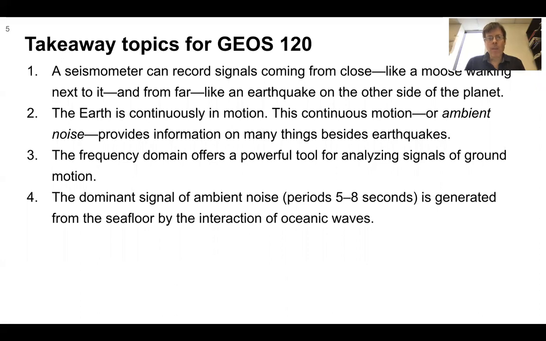There's so much material in this topic that I had to split it up into 2 videos. What I'm showing here are the takeaway topics for the background, part A, which is the previous video in this playlist. A seismometer can record signals coming from close, like a moose walking next to it, and from far, like an earthquake on the other side of the planet. The Earth is continuously in motion, and this continuous motion, or ambient noise, provides information on many things besides earthquakes. The frequency domain offers a powerful tool for analyzing signals of ground motion, and the dominant signal of ambient noise, periods 5 to 8 seconds, is generated from the seafloor by the interaction of oceanic waves. For this material, check out the previous video in the playlist, and we'll move forward with an understanding that we have some of these basic ideas.